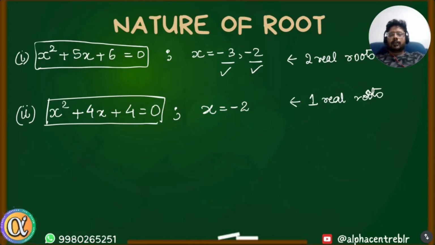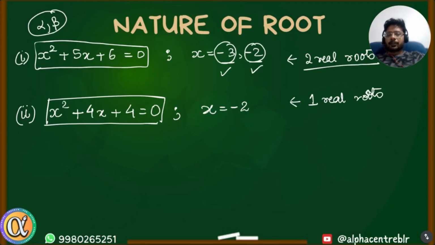One real root means, generally we say a quadratic equation can have two roots. We will call them alpha and beta. So we generally say a quadratic equation has two roots, alpha and beta. If alpha and beta have different values, then we say two real roots. For example, here alpha is, let's say, minus 3 and beta is minus 2. So it has two real roots, meaning alpha and beta have two different values.